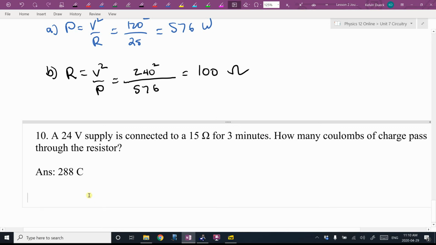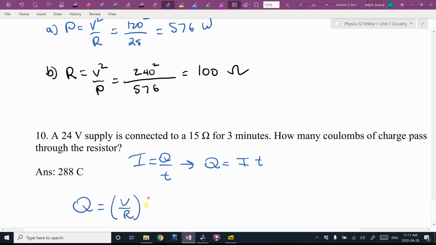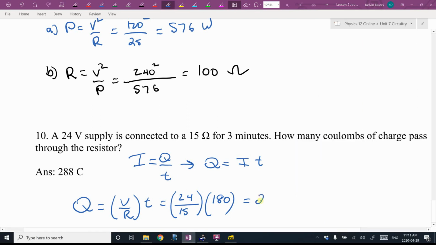Now they want charge. Well, I know that current is charge over time, so I guess charge is going to be I times T. But they didn't give me current. Charge is going to be V over R times T. The voltage is 24. The resistance is 15. And the time is 180 seconds. I did that in my head. And I get 288 coulombs of charge.